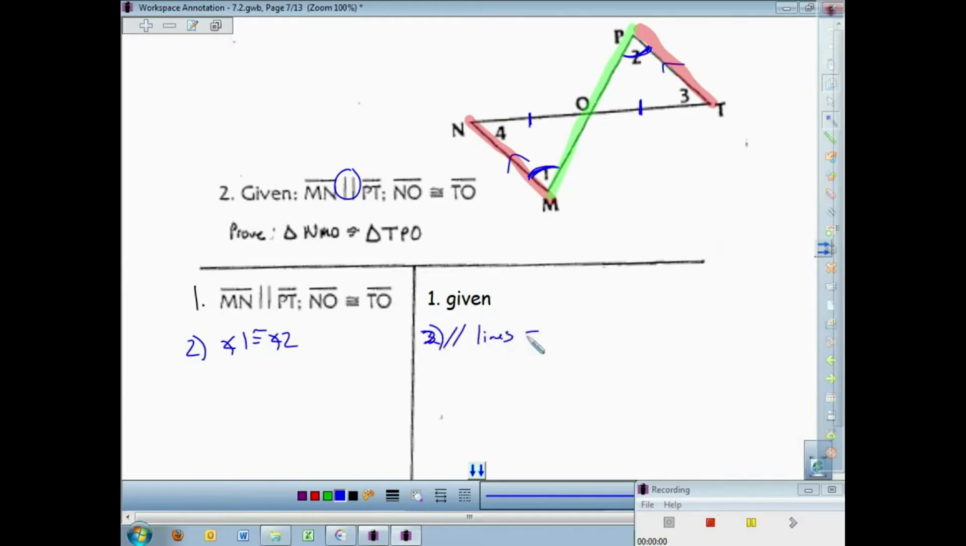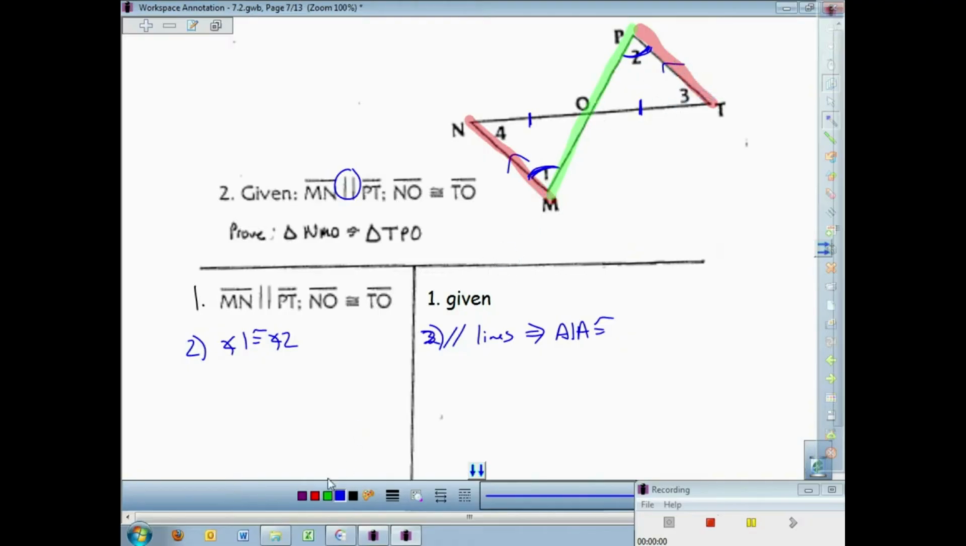And doesn't that imply that these angles are the same? Aren't they on alternate sides of this green segment in between those two parallel red segments? So they are alternate interior angles. Parallel lines imply that those alternate interior angles will be congruent.